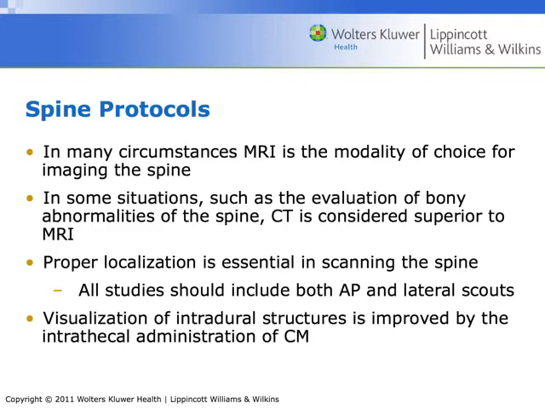So trauma C-spines are really common. We used to do those in X-ray. A lot more often they're coming to CT because we can do their head and their C-spine in the time that it would take us to do just the C-spine in X-ray.